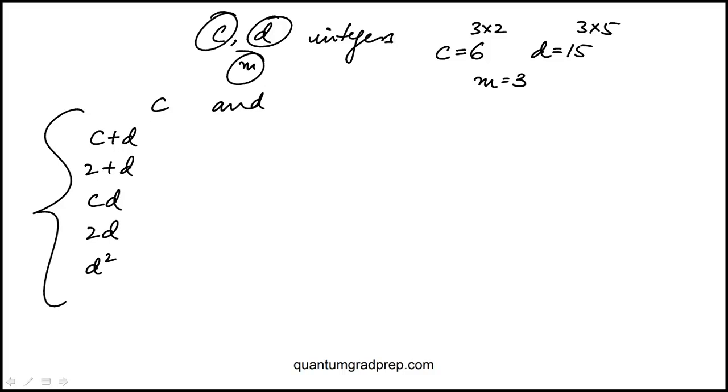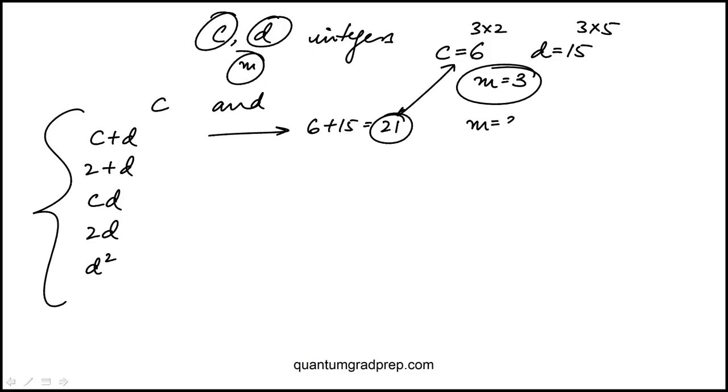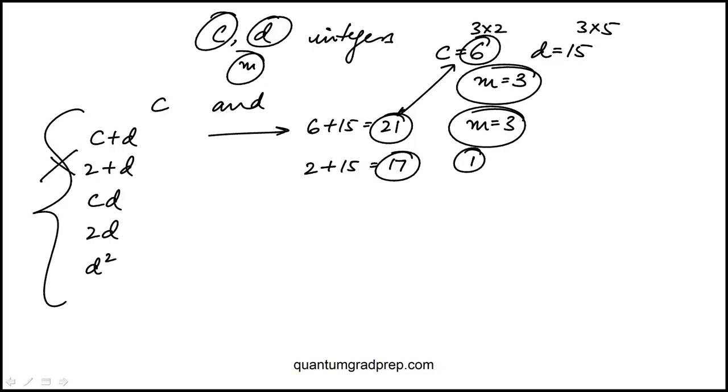Then what I'm going to do is to look at if that's the case with these examples. So the first one would be 6 plus 15 is 21. The greatest common factor of 6 and 21 is still 3. So that's still in contention. 2 plus d would be 2 plus 15, which is 17. Greatest common factor of 6 and 17 is 1. In fact, there's only one number that divides, so that b is out. The product would be 6 times 15 and 6 times 15.